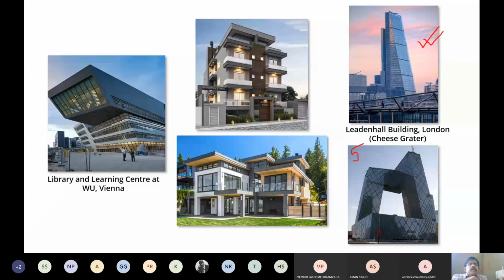It is also going to be a helpful point for you that this Leadenhall building is probably a green rated building. I am not too sure. But there is no architectural difference. I can see this cheese grater building and the CCTV tower almost have the same type of material, and probably the same type of construction system.